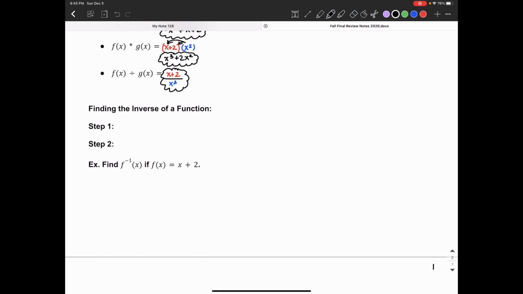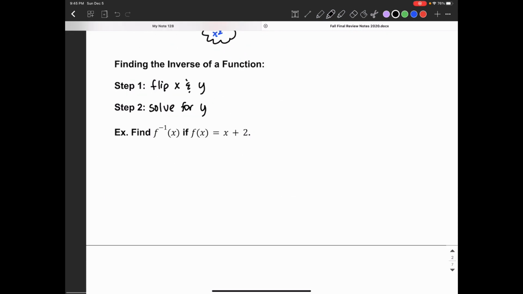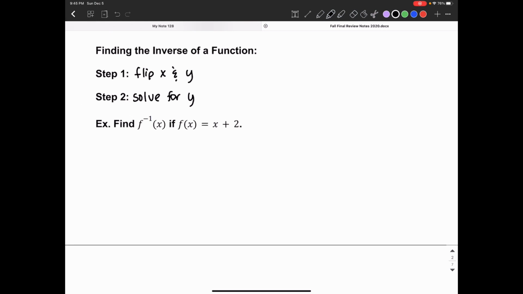I also need to know how to find the inverse of a function. The first thing that I do to find an inverse is I flip x and y, and then I solve for what my output is, which is y. So I solve for y, my new output. An example of that is if I wanted to find the inverse, this is what it looks like written, of f of x is equal to x plus 2. I would first start by changing this to y is equal to x plus 2.